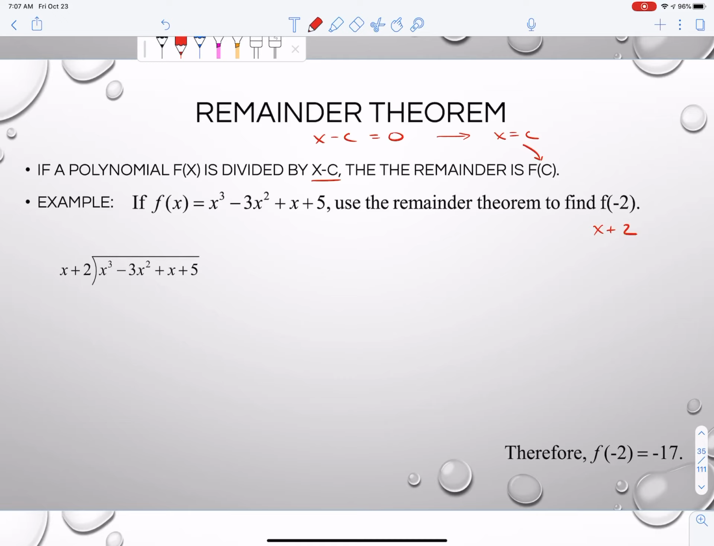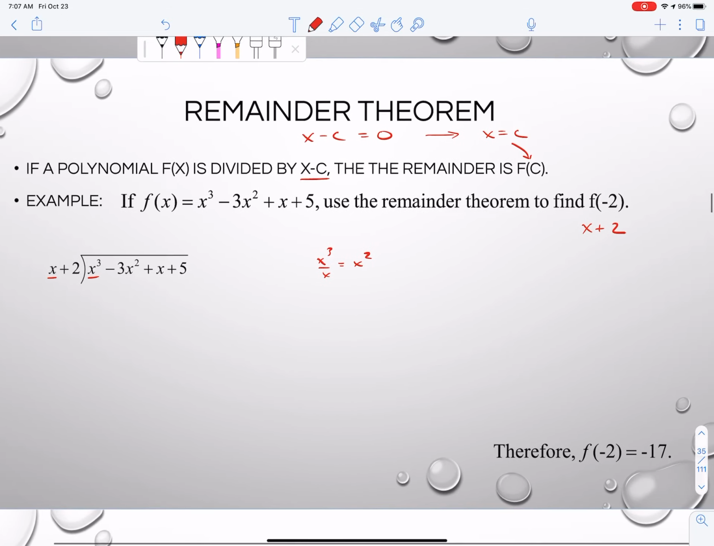So again, I want to take my lead term inside divided by my lead term outside. So x cubed divided by x is going to give me x squared. You don't have to write that off on the side, you can just do that. So I'm going to write an x squared right here above the squared term. Now I'm going to distribute. x squared times x gives me x cubed. x squared times 2 gives me 2x squared. And I want to subtract this entire line.